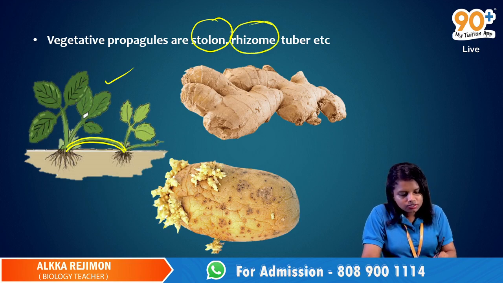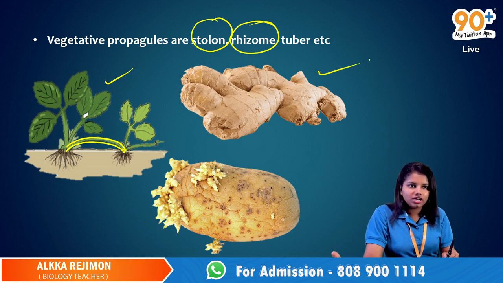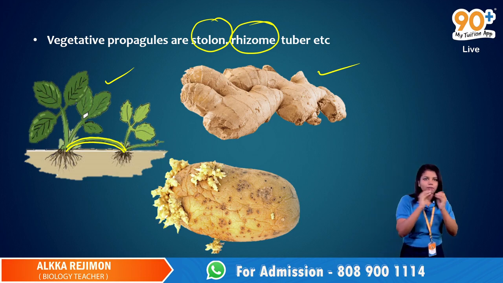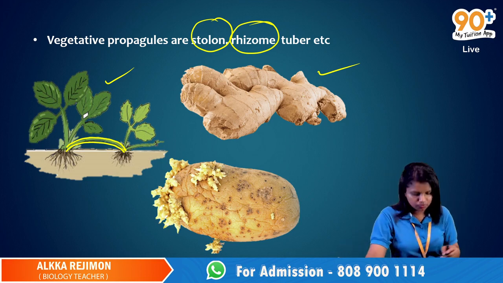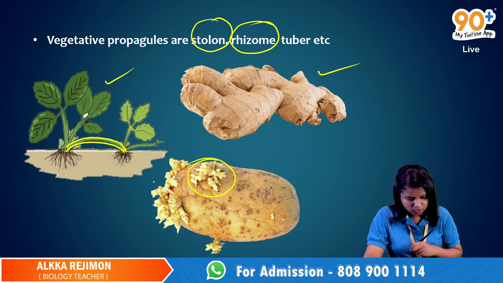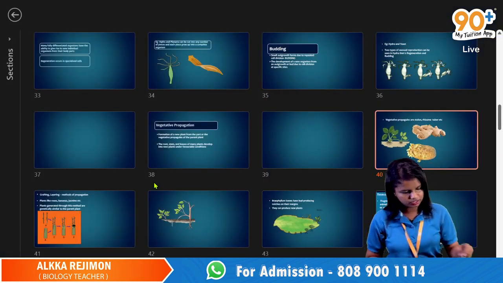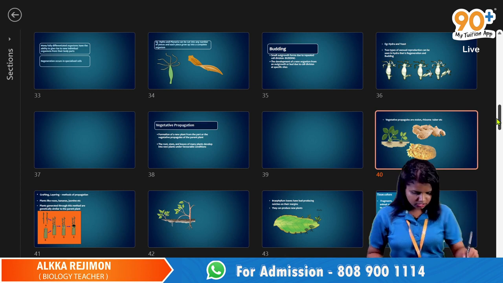And rhizome is another kind of propagule which can be seen in the ginger. We know that if we keep ginger in a damp place for some days, it slowly starts getting buds out of it. That is called rhizome. Then you can see the potato tuber. These all are examples for vegetative propagation. So vegetative propagation, we have an animation, right?